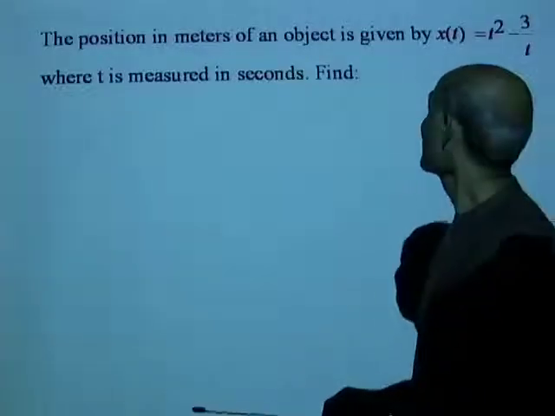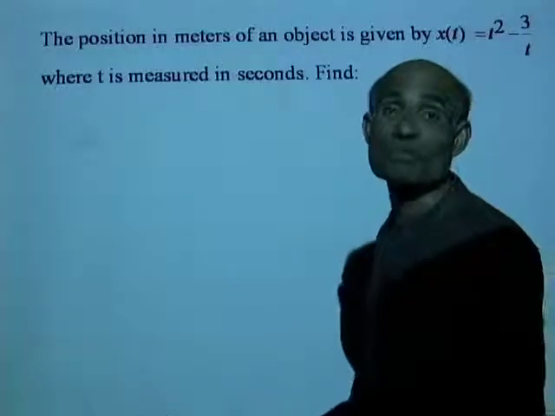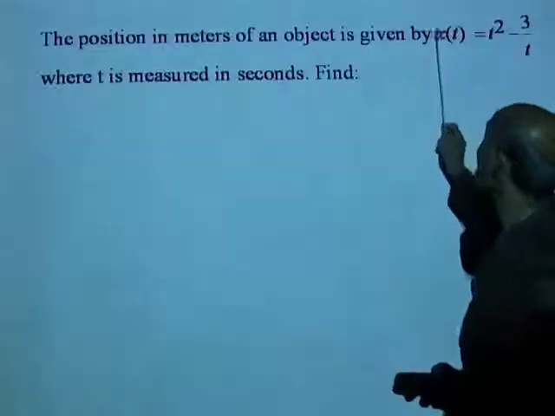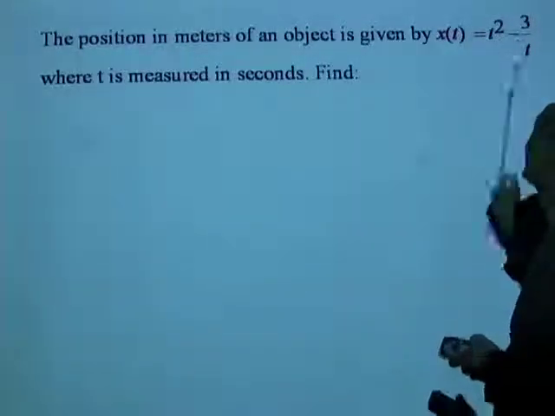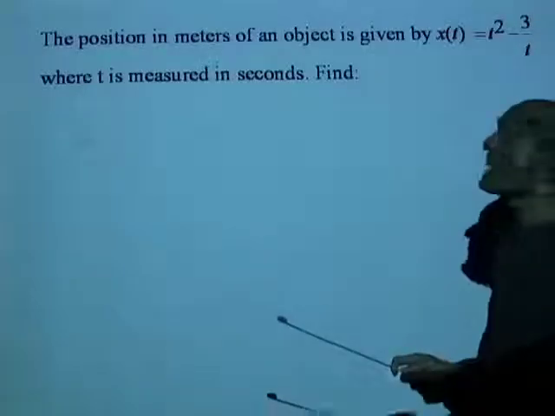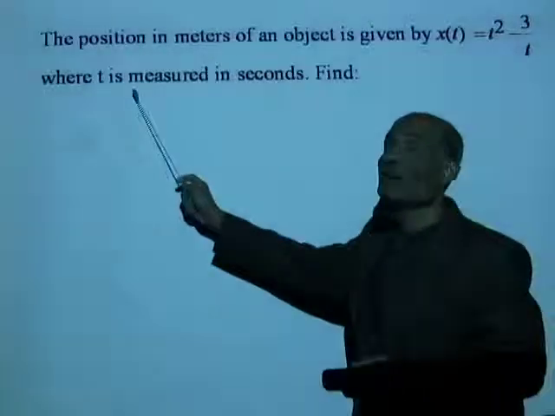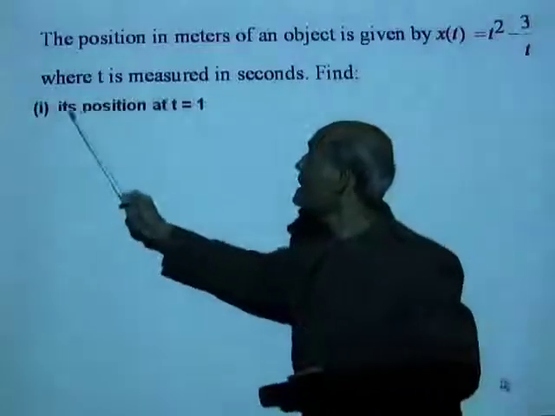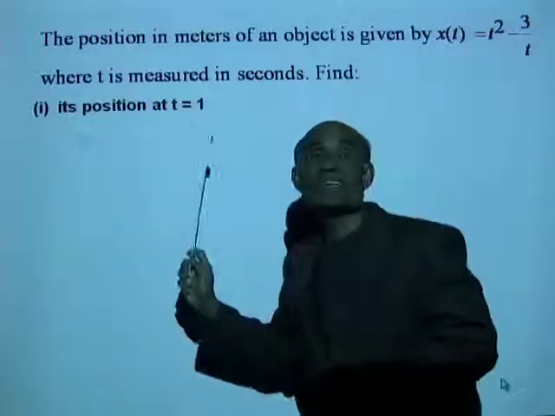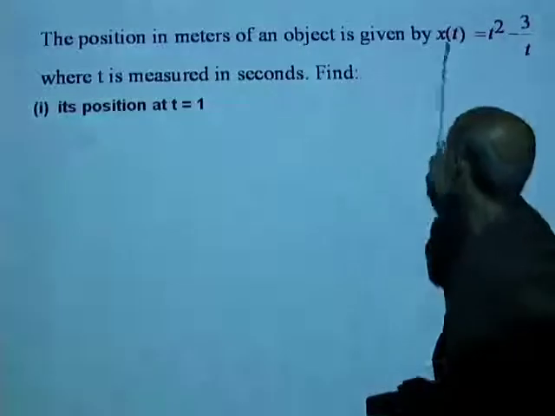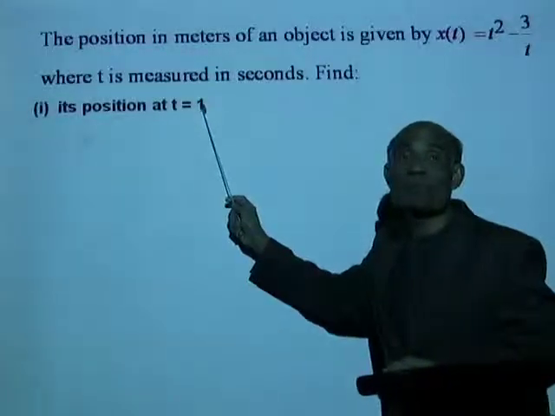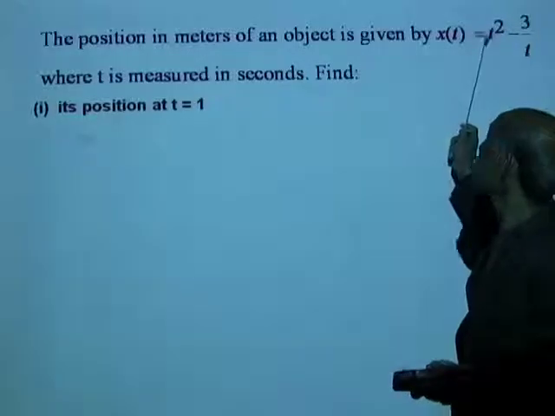Okay. Let's do a problem using that. The position in meters of an object is given by x of t equal to t squared minus 3 over t, where t is measured in seconds. Find its position at t equal to 1. If this is the position function, how do you find the position at t equal to 1? Simply replace t by 1.